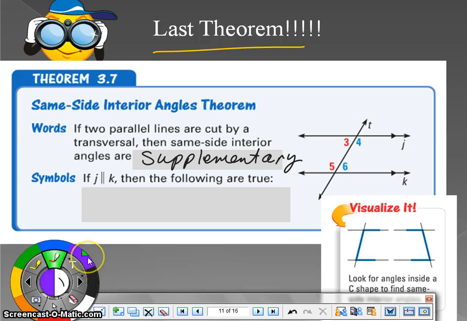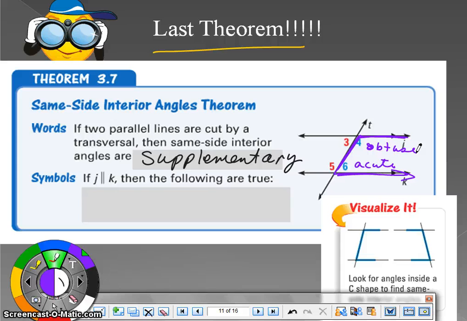Okay, just think about it for a second. If I kind of box these, 4 and 6. 6 is acute. 4, you can tell, is obtuse. Acute and obtuse cannot be equal. They're going to be supplementary.